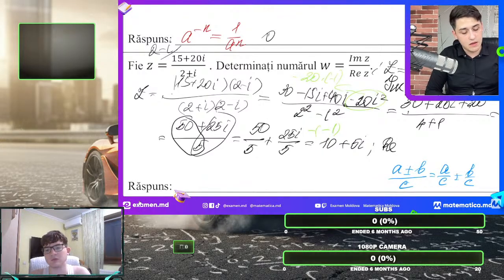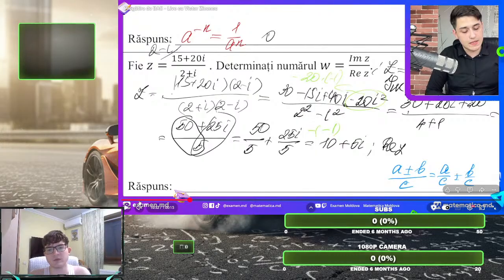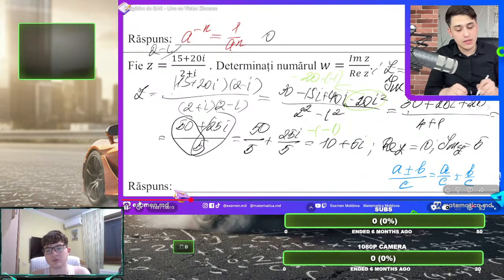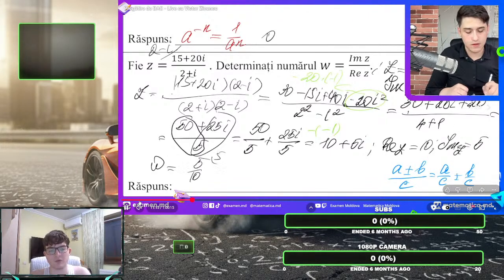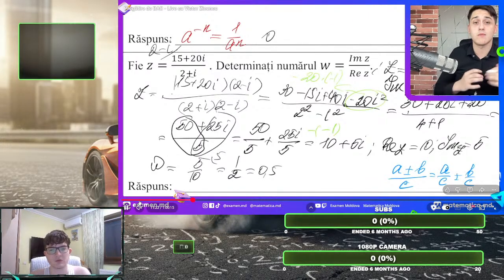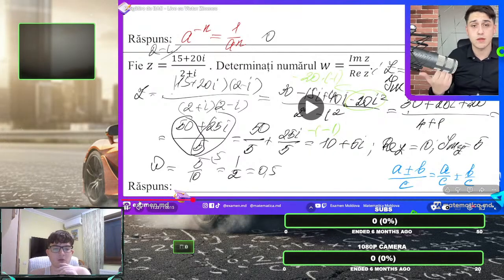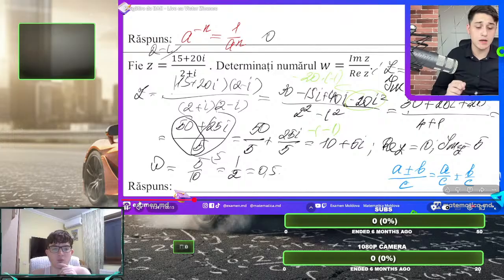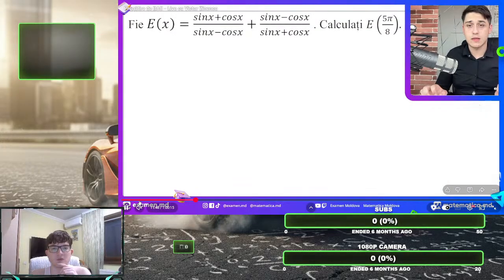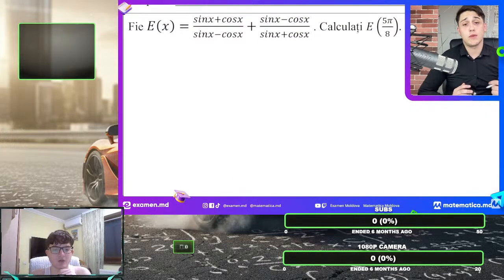Now, the real part is 10. The imaginary part is 5. So we gotta do 10 divided by 5, which is 2. That's W. Oh, actually it's flipped, so it's 1 divided by 2, which is 0.5. Okay, so now it's gonna do trigonometry, which obviously I'm gonna skip.